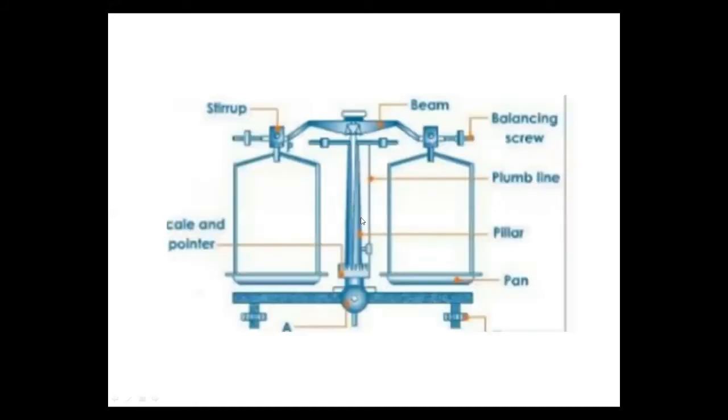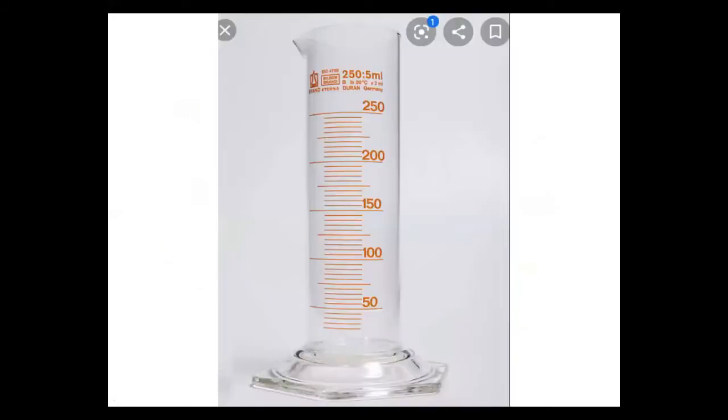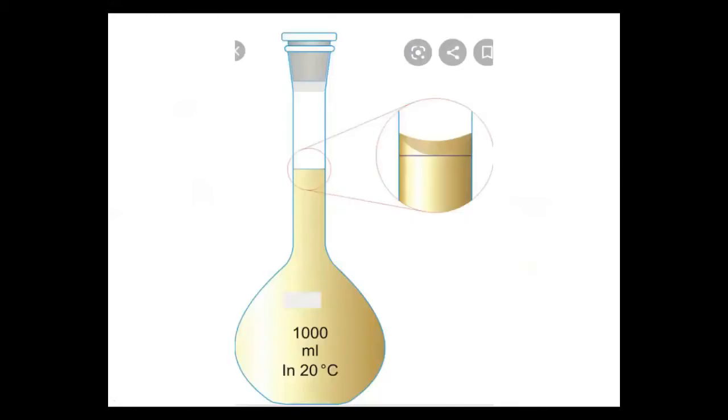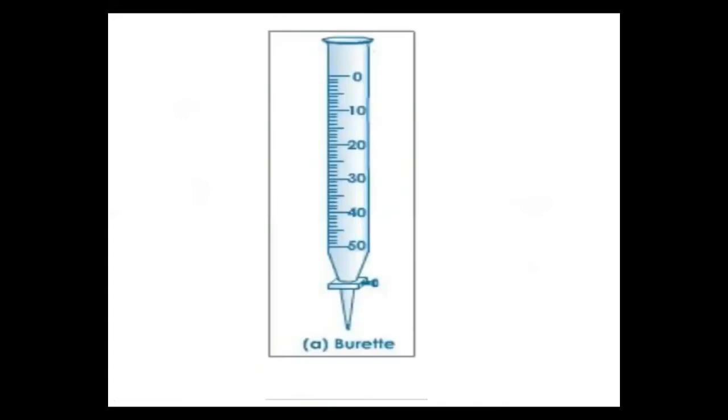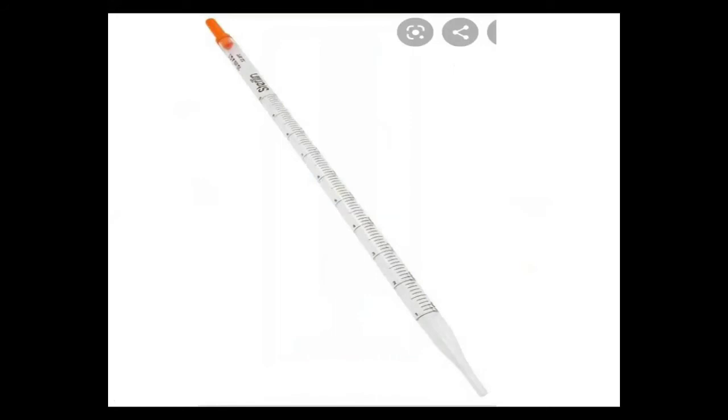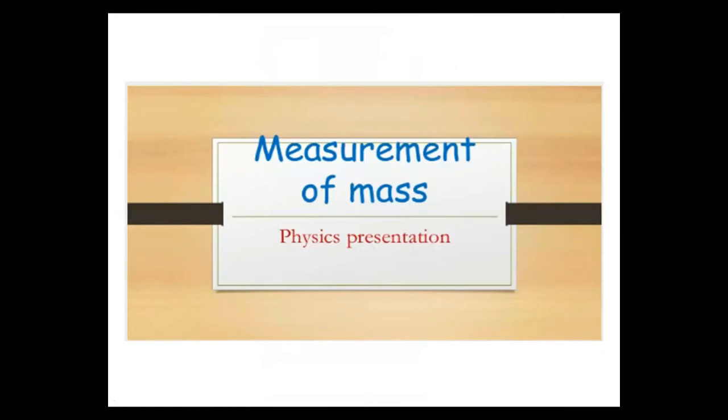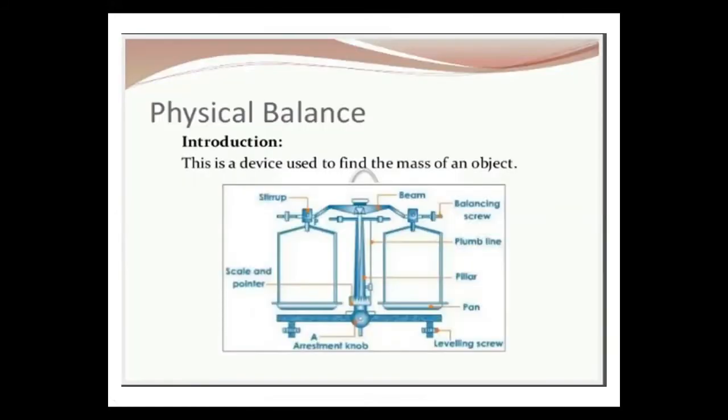Another type of measurement is mass. In mass, we use the balance, and for volume, we use different types of apparatus like the measuring cylinder, measuring flask, burette and pipette. These are used in finding the measurement of liquids. Now I will explain in detail the structure of the physical balance.